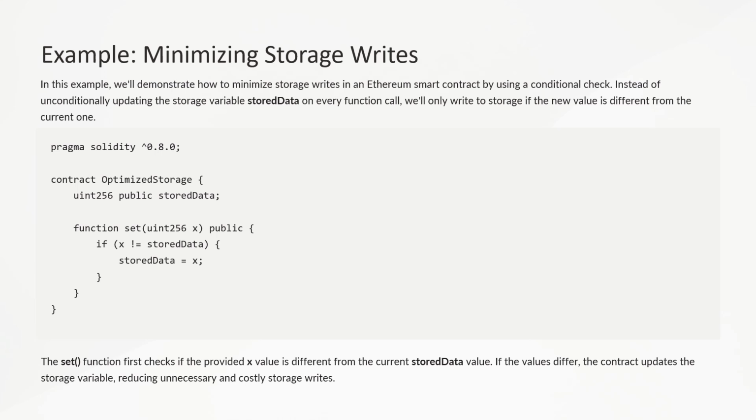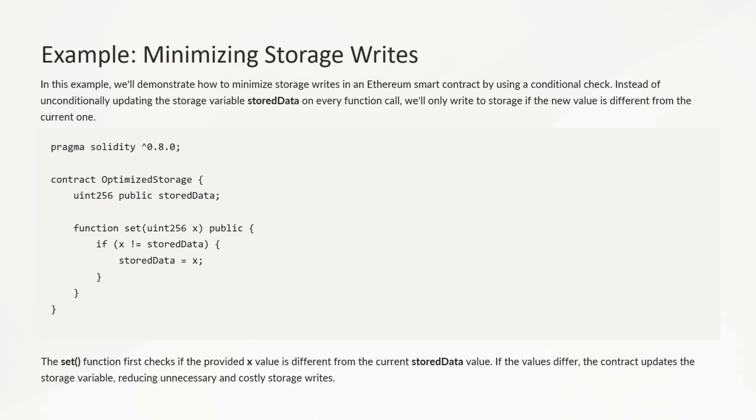This Solidity smart contract, OptimizedStorage, showcases an optimized approach to minimizing storage writes in Ethereum contracts. Let's break it down. The contract declares a state variable storedData of uint256 type, which is publicly accessible due to the use of the public visibility modifier. The set function is defined as a public function, enabling it to be called externally. It takes a uint256 parameter x.